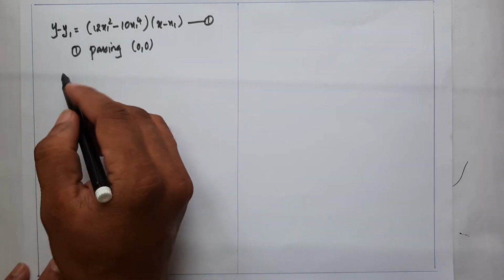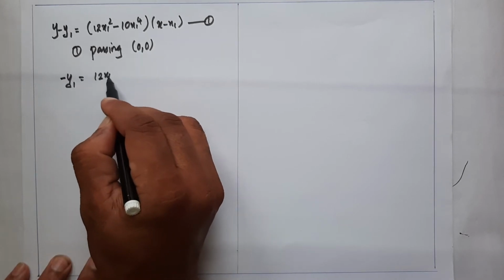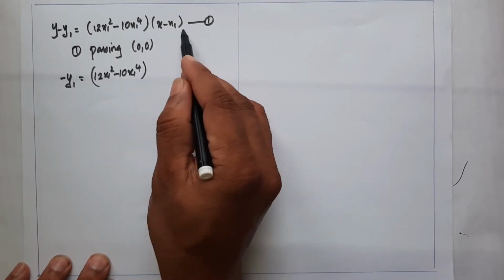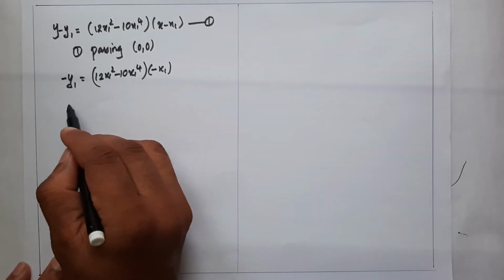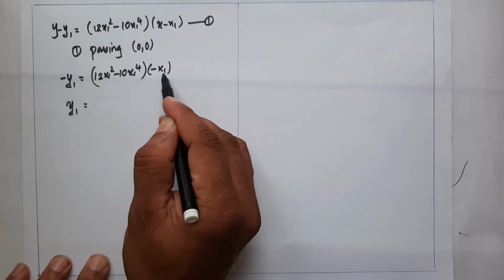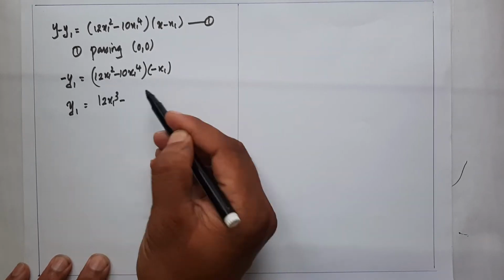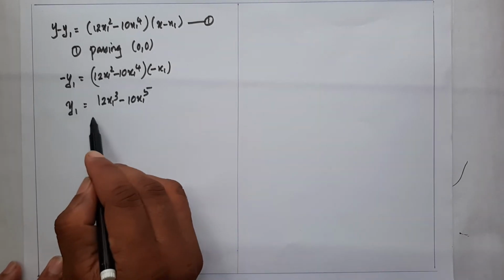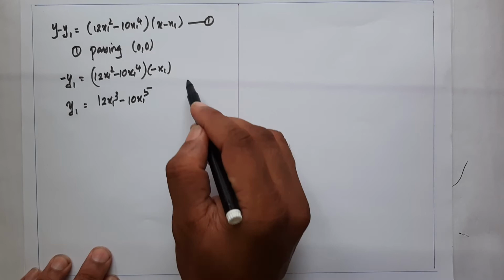When y equal to 0, we get minus y1 is equal to 12x1 square minus 10x1 raised to 4 into 0 minus x1, that is minus x1. Minus minus cancel, and therefore y1 is equal to, multiplying by x1, 12x1 cube minus 10x1 raised to 5. Okay, we get y1 is equal to 12x1 cube minus 10x1 raised to 5.